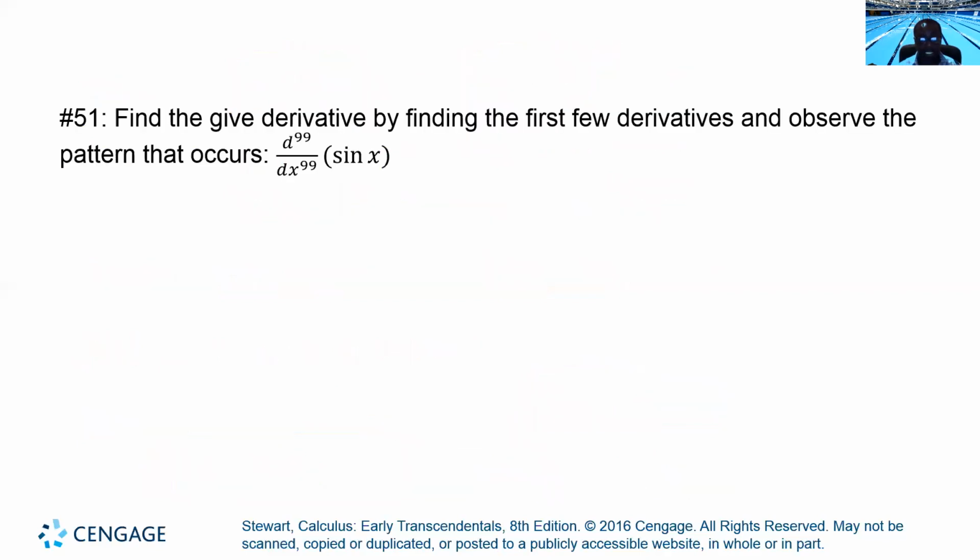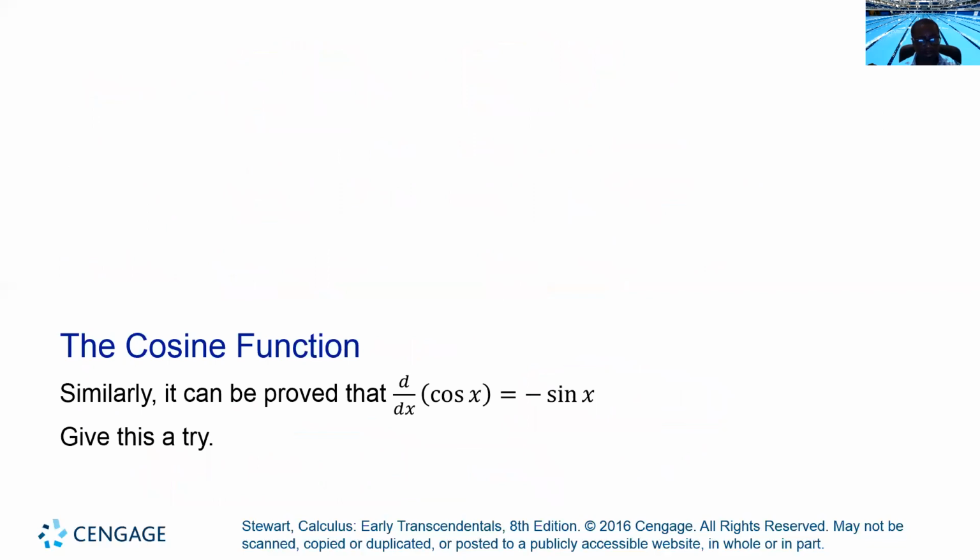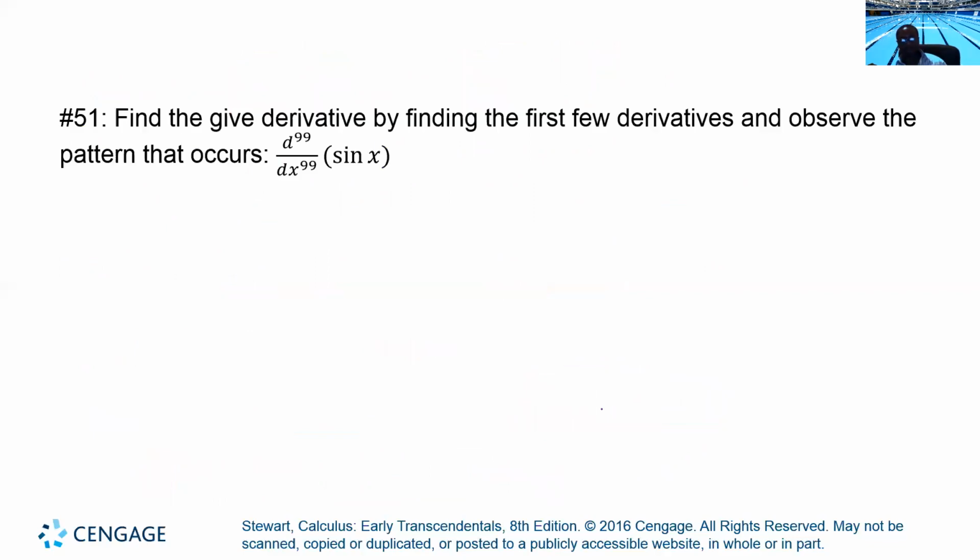Okay, so here's an example. Let's try this, give this a try. Now we have other higher order derivatives. Suppose we are given this function, find the given derivative. Let's say find the derivative by finding the first few derivatives and observe the pattern that occurs.